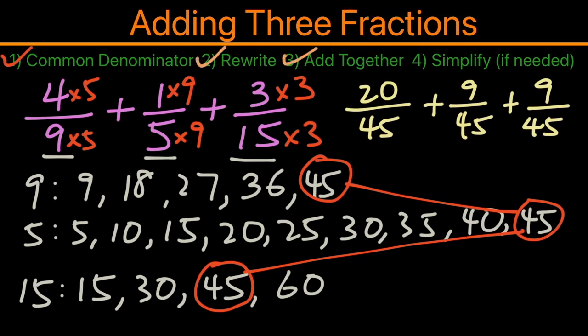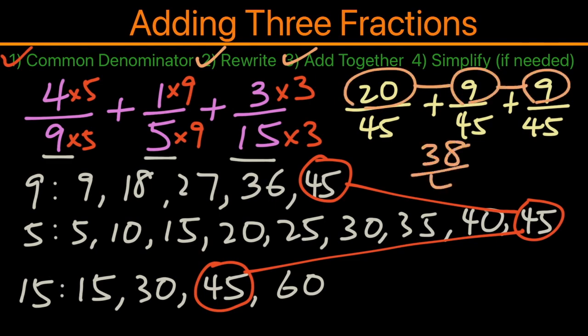Next, add them together. So 20 plus 9 plus 9. And we will have 38 over 45. Last part, see if we can simplify. And looking at this fraction, we couldn't simplify further. So this is the final answer. So these two are examples of how you would add 3 fractions with unlike denominators.